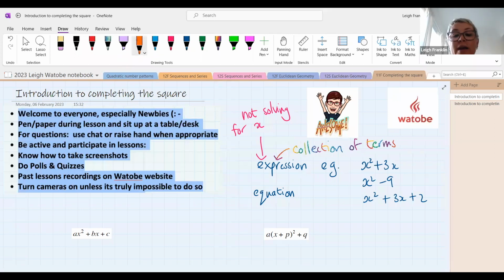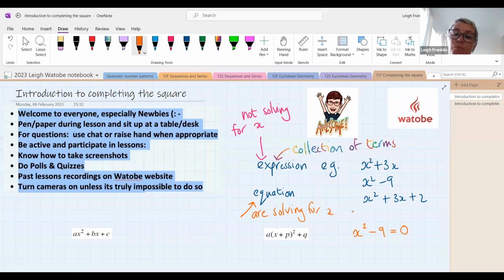Once we make an equation, now we are solving for x, and we need to have an equals sign somewhere inside it. So for example, if I've got an expression x squared minus 9, and now I suddenly say to you, okay, grade 11s, I want to know what is the value of x or values of x that satisfy this equation, I need to have an equal sign. I need to have a left-hand side and a right-hand side. So it's very important that we understand the difference between an expression and an equation.